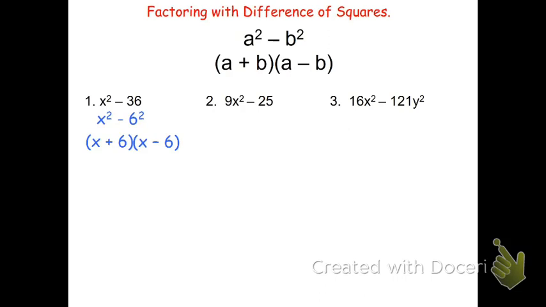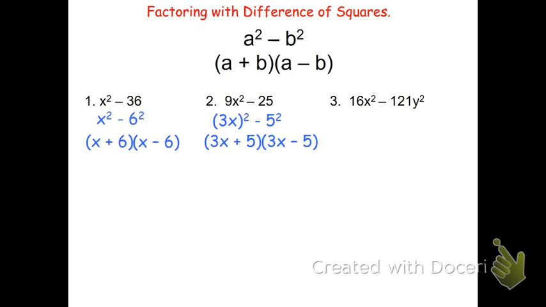Now I can do the same thing for number 2. I really do have two perfect squares separated by a minus sign. This is a difference of squares. The 9x squared can be rethought of as the quantity 3x squared and then minus 5 squared. When I rewrite this, it's going to be the quantity 3x plus 5 times the quantity 3x minus 5.